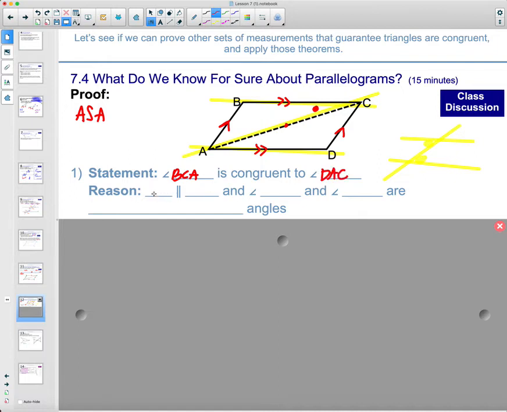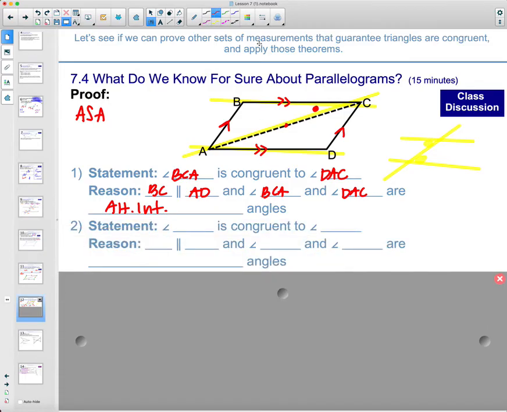Okay, and the reason is because we've got parallel lines, so BC and AD are parallel, and those two angles, angle BCA and angle DAC, are alternate interior angles. That's how I know that they're congruent, because they are alternate interior angles.